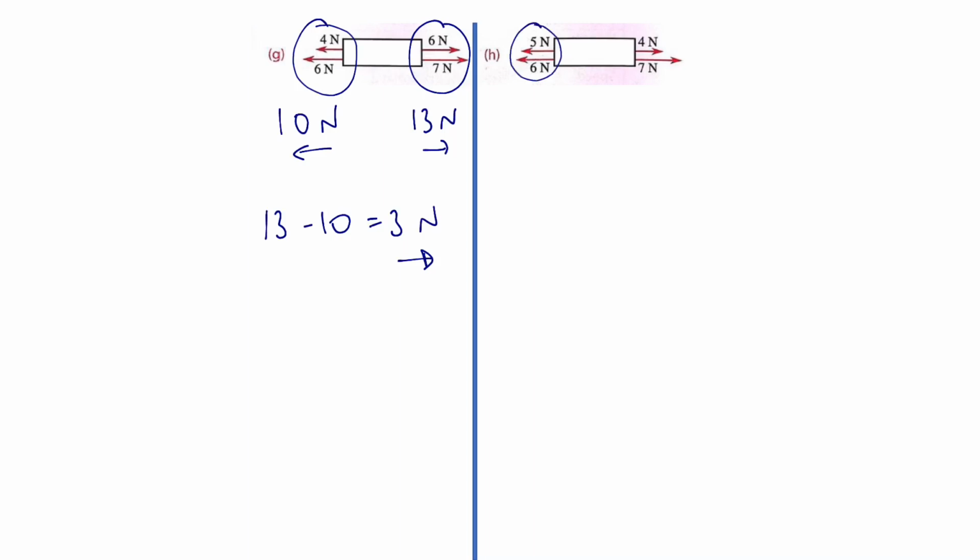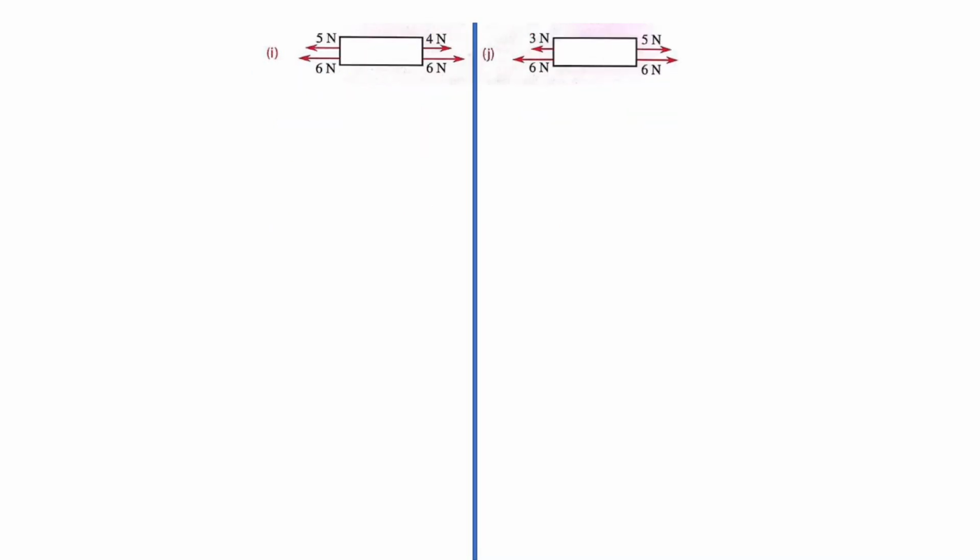For H, 6 plus 5 is 11 newtons. 7 plus 4 is 11 newtons. And then because they're in opposite directions, we can take them away from each other. And again, we get an example of a balanced force, which equals 0 newtons. Again, a couple more, have a go, and when you're ready, press start again.